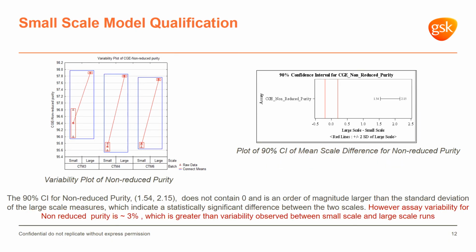The 90% confidence interval for non-reduced purity did not contain zero and is an order of magnitude larger than the standard deviation of the large-scale measurement, which indicates a statistically significant difference between the two scales. However, when we discussed this with our analytical colleagues, they mentioned that the non-reduced purity assay has a variability of about 3%, which is way greater than the variability observed in the small scale and large scale runs. Hence, we were able to conclude scale equivalence using the variability of the assay.